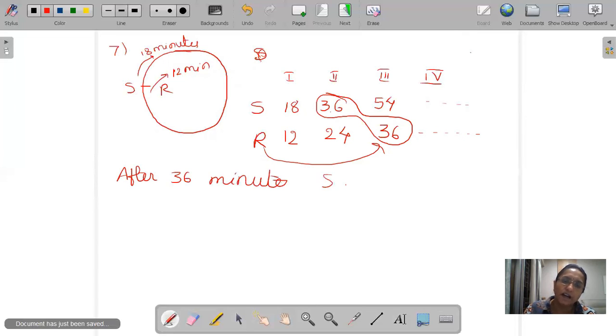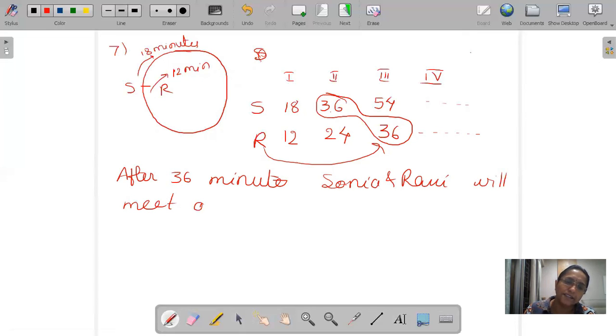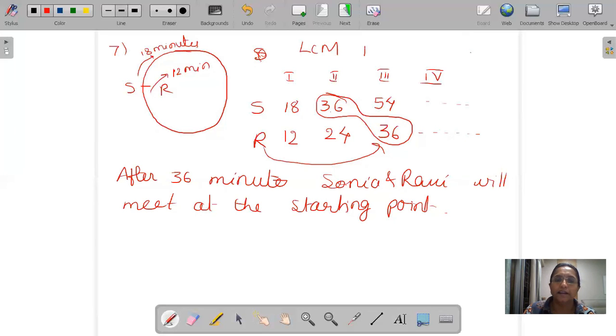So after 36 minutes, Sonia and Ravi will meet at the starting point. So how have we found this one? 36 minutes. It is nothing but the LCM of 18 and 12. So in these problems, we should find out the LCM.